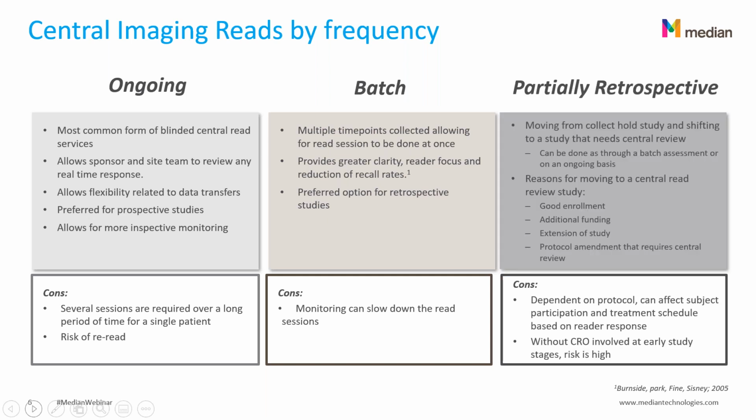The next is partially retrospective. This is when you are moving from a collect and hold study and shifting to a study that needs central review. For this frequency, you could either use a batch assessment or have the assessment be completed on an ongoing basis. One of the reasons that you would move from a collect and hold to a central review study is that your study may have good enrollment, additional funding, an extension of the study, or you had a protocol amendment that now requires central review.